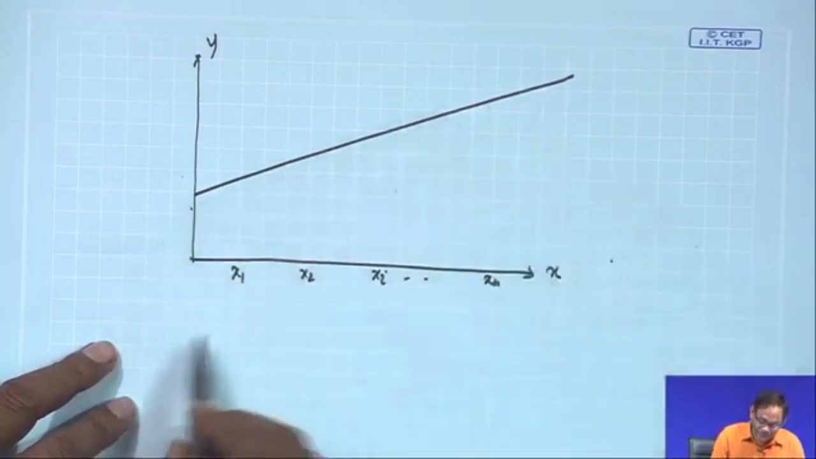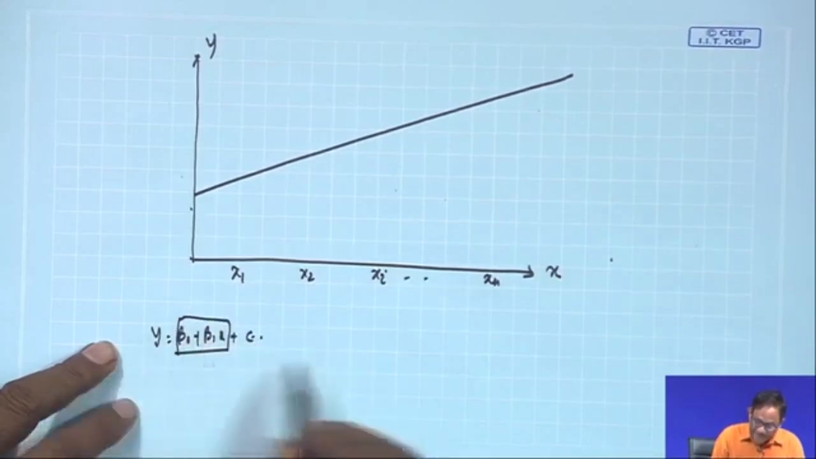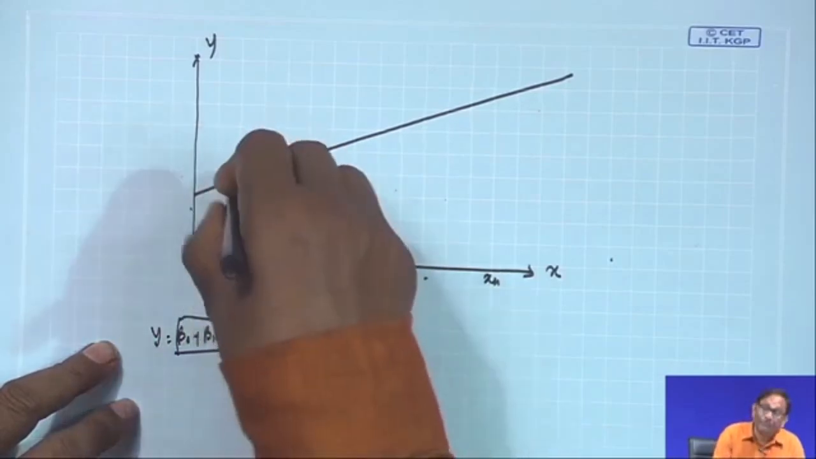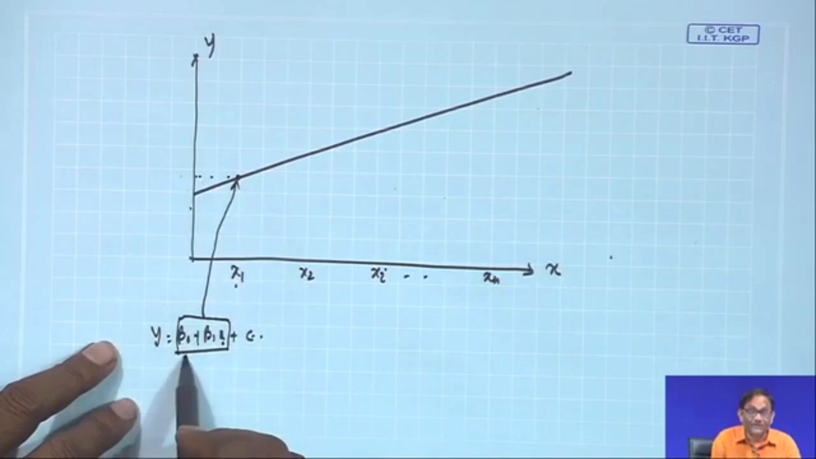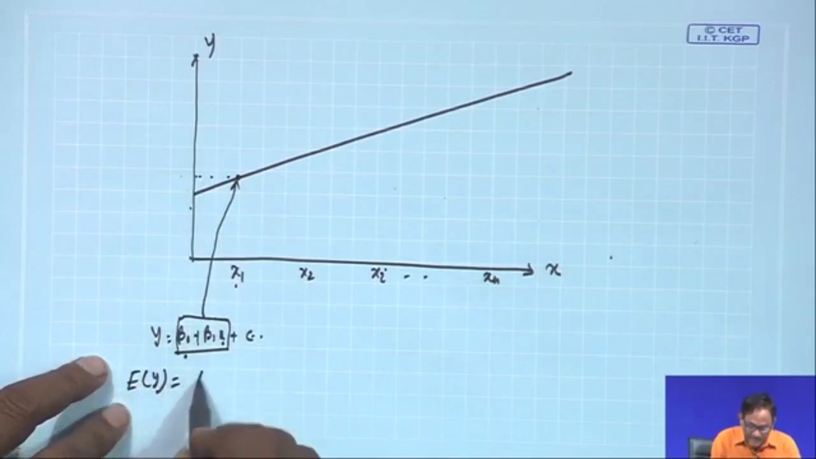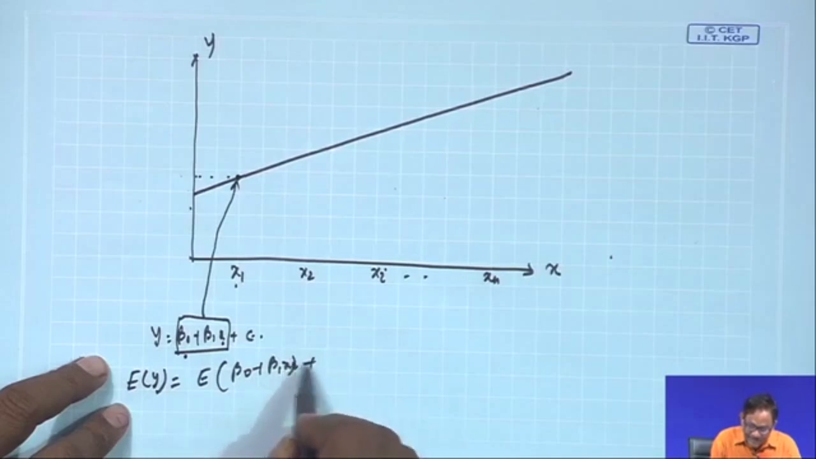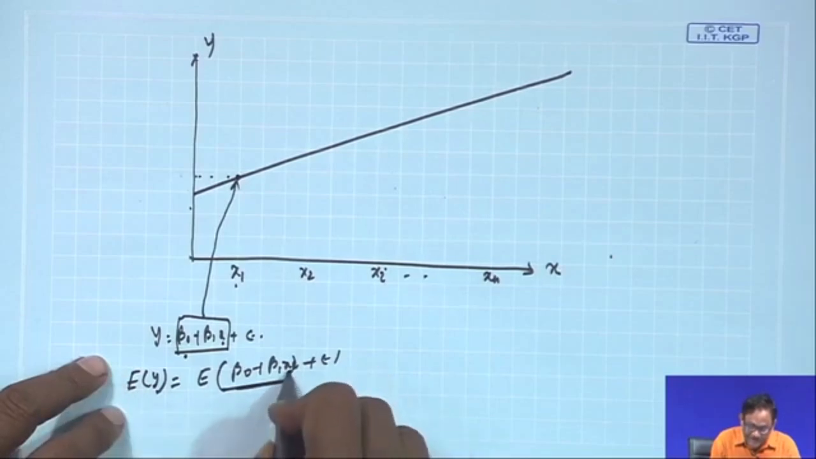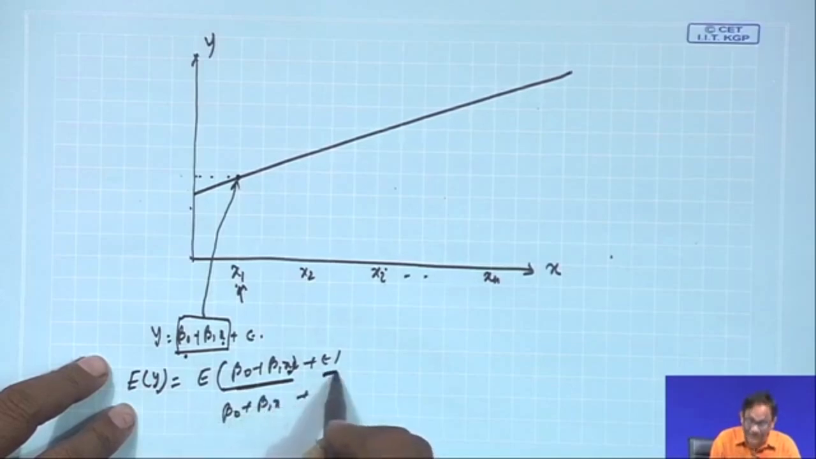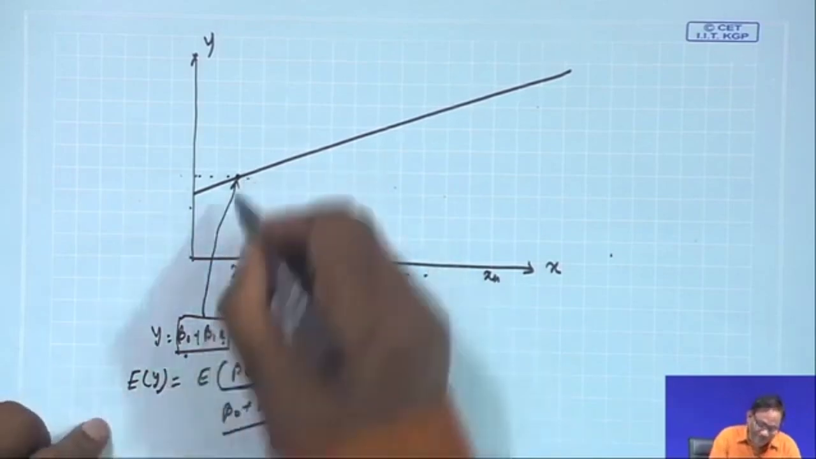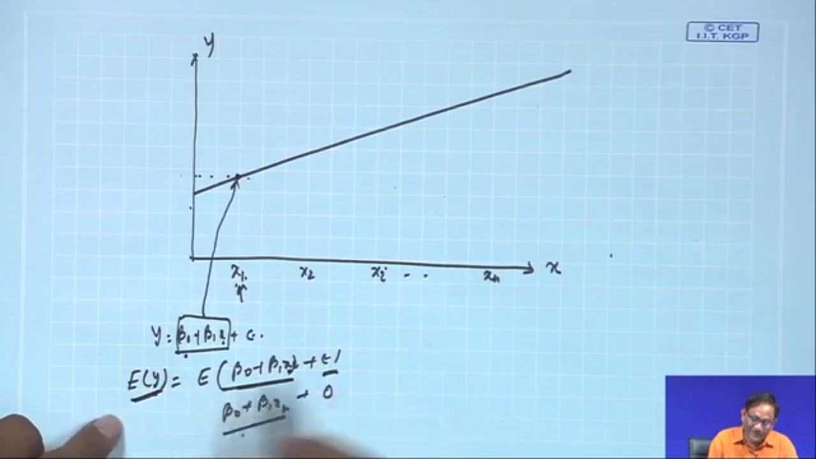Then, as I told you, y is beta 0 plus beta 1 x plus epsilon. Here, this is the fixed part. For any x value, when you find the value on this line, this is this portion. Now if I want to find out the expected value of y, it is the expected value of beta 0 plus beta 1 x plus epsilon. Ultimately, for a fixed x value, this is beta 0 plus beta 1 x plus the expected value of epsilon, which is 0. So, this gives you the expected value of y given x equal to x 1, or x equal to x i.